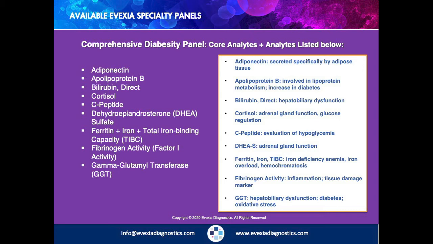Also included in this panel is cortisol that I mentioned earlier in one of the other panels. Now just remember that cortisol in combination with DHEA is going to provide a lot of information about adrenal function as well as immune system function. And cortisol, remember, affects blood glucose levels. It's going to help maintain blood pressure and help regulate the immune system.